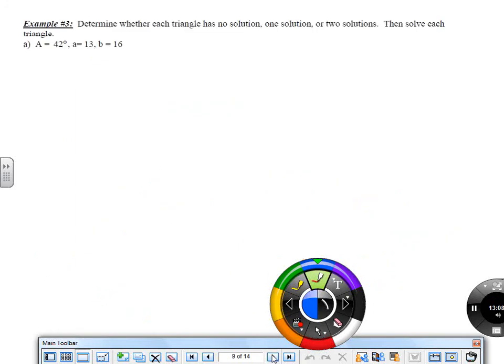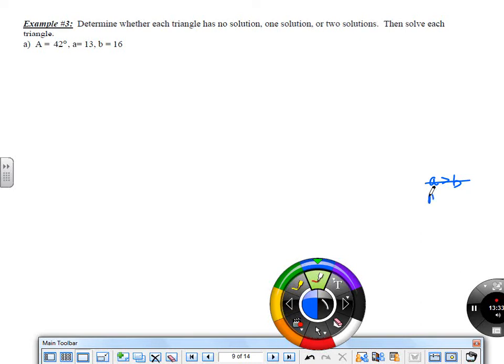All right, so here we have angle A is 42, side A is 13, and side B is 16. So let's think about what we thought about before. The first thing I'm going to check is, did they give me a side across from an angle that's bigger than the other given side? And the answer here, no. Darn. Okay, because if that was true, I know I'd have one triangle.